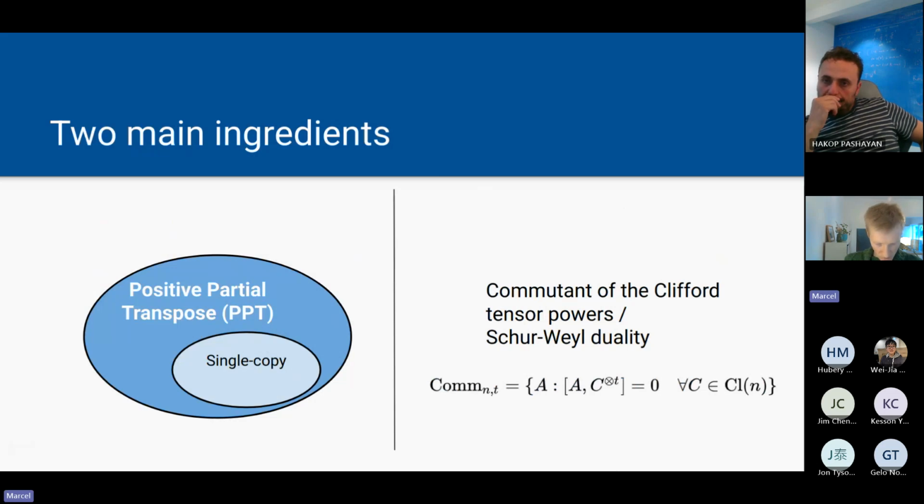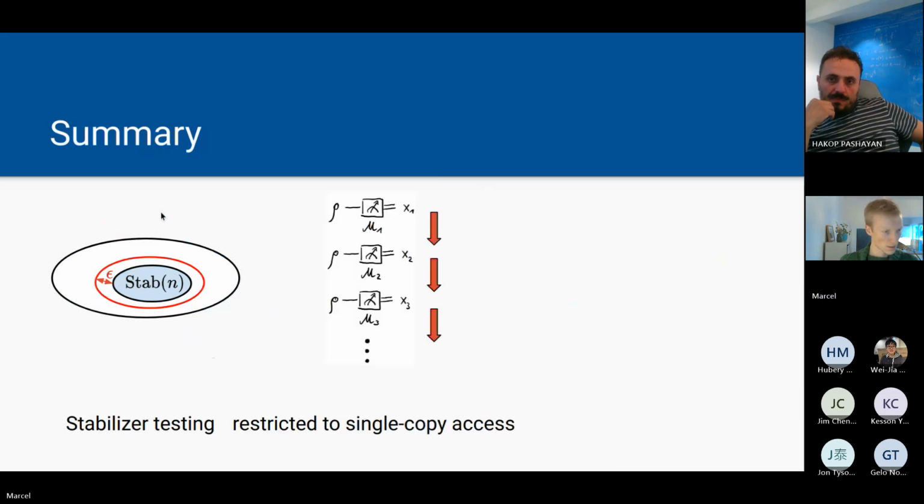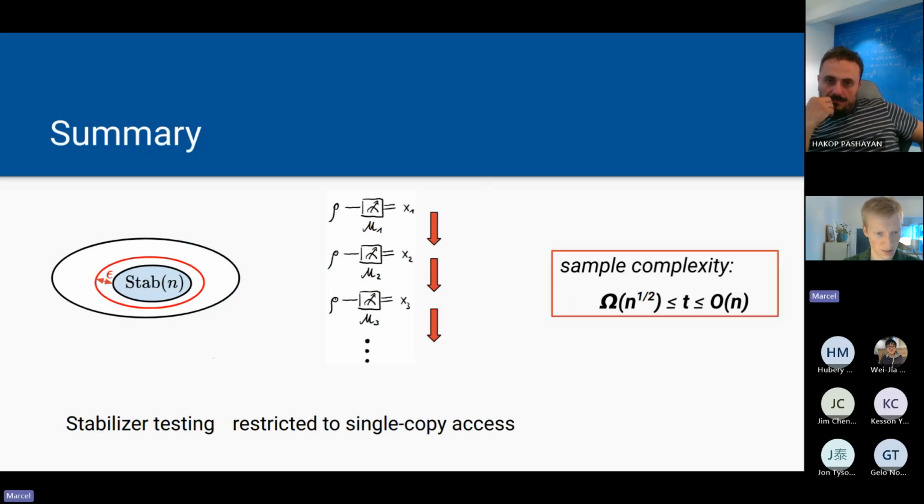And this already brings me to the end of the talk. So in summary, we studied stabilizer testing, which again is the task of distinguishing stabilizer states from non-stabilizer states. We looked at this in the single copy setting, and our main result is the sample complexity characterization.